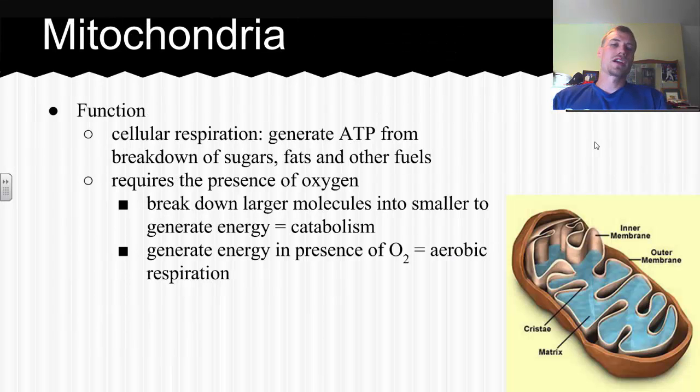So let's take a look at the mitochondria. Its function is to perform cellular respiration, or generate ATP from the breakdown of sugars, fats, and other fuels. It requires the presence of oxygen, and you're going to be breaking down large molecules into smaller ones to generate energy. That's called catabolism, and generating energy in the presence of oxygen is aerobic respiration. So we're using this process of aerobic catabolism respiration.